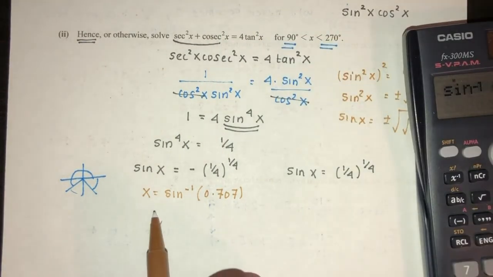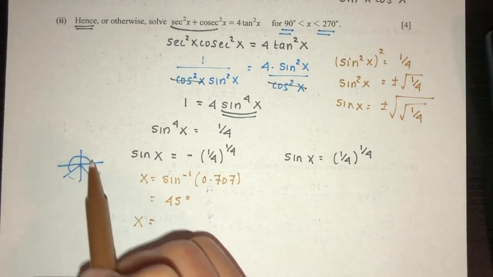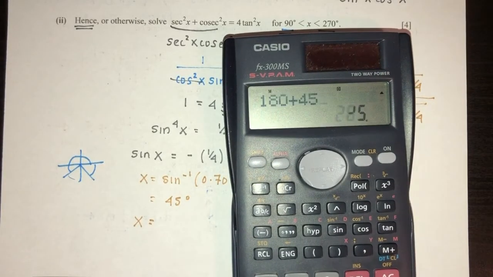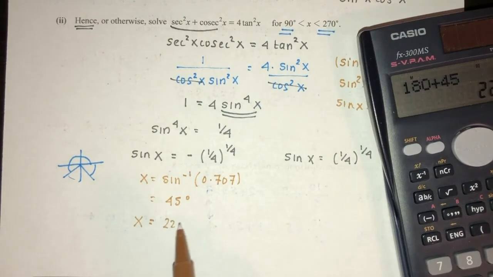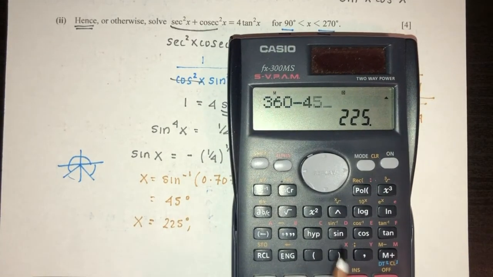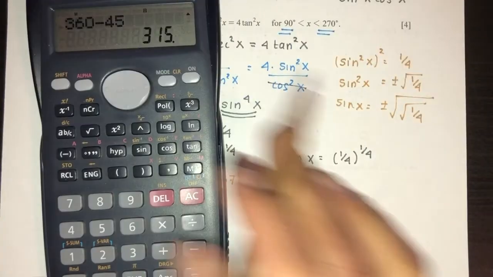As you can see, it is 45 degrees. But now we have to find the values of x according to your quadrant, which is this one, which is 180 plus 45, which will give you 225. And then this one, which is 360 minus 45. That will be 315.